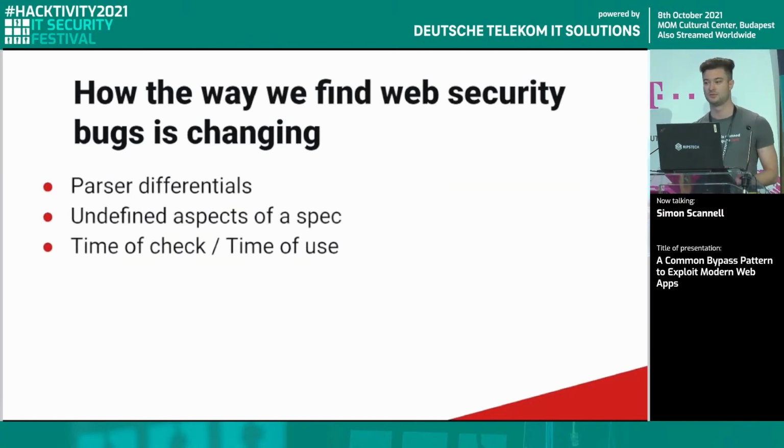We've had Orange Tsai give an amazing talk on this, where he detailed how to find parser differentials whenever there's an undefined aspect of a spec, such as the HTML spec, or when there are implementation detail differences, you can find vulnerabilities in there. And then we've had different ways, such as time of check, time of use, which is just another way to gain the same vulnerability impact that we've always had, such as XSS, injection attacks, deserialization attacks, whatever it is. But we just have a different way of getting to those vulnerabilities just because the overall security checks have improved.